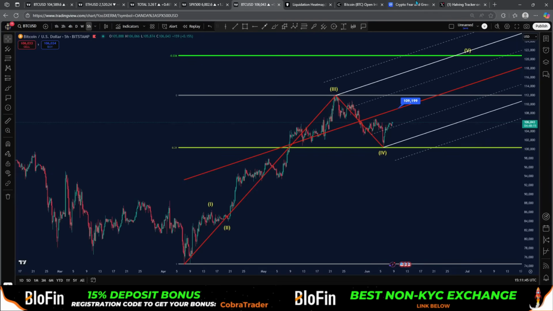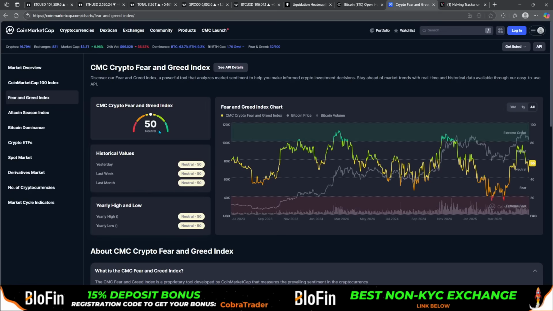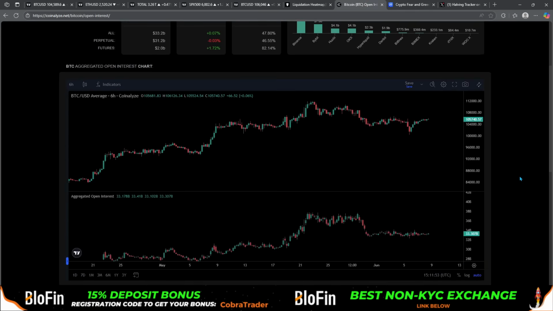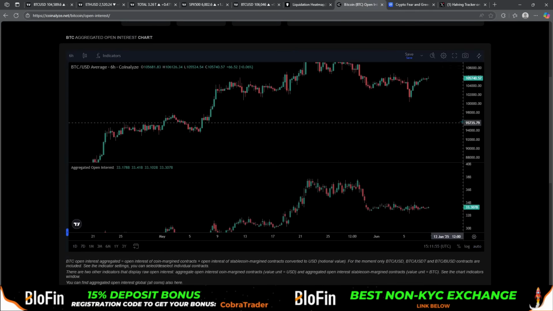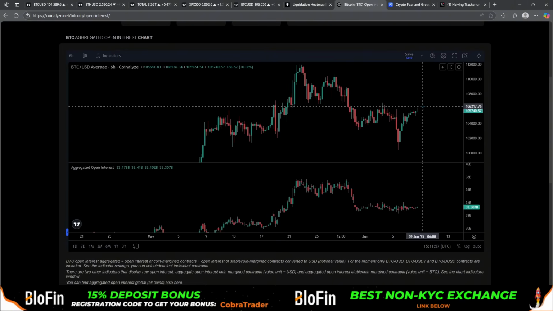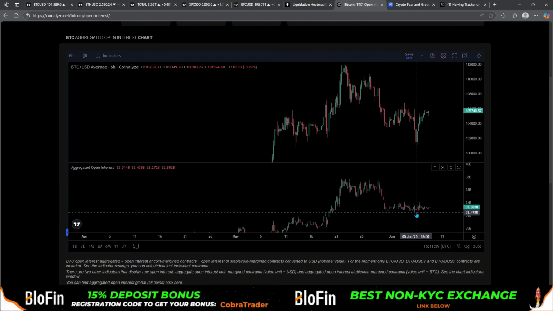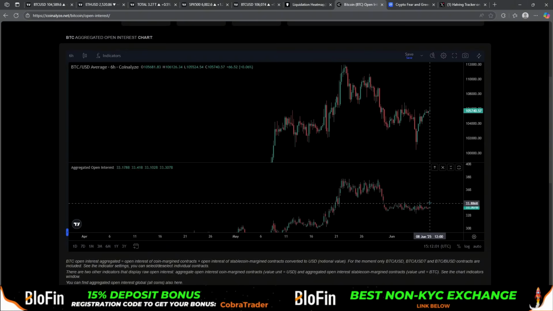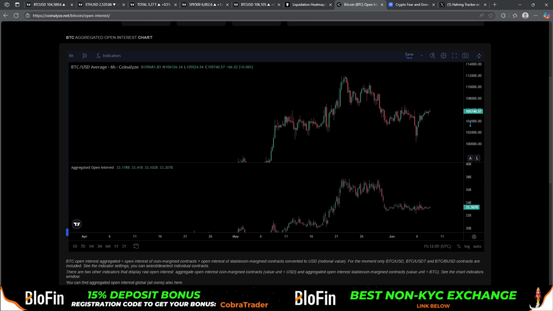106K is where Bitcoin is trading, and we see the fear and greed at 50, neutral. Very, very bullish sign overall to see. As well, we can take a look at the open interest, the chart showing how much leverage there is in the market. We can see Bitcoin has been trending to the upside. No new leverage has been piling in, so very, very good to see. Not so much leverage has been going on here. I believe this is mostly spot buying driving the price, which is healthy overall for the market.